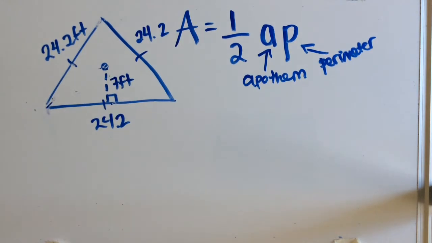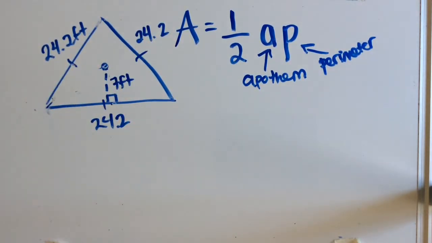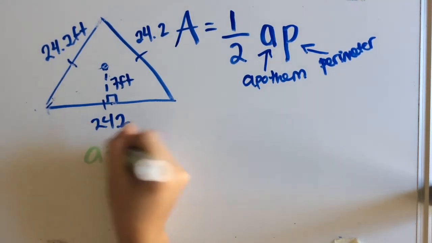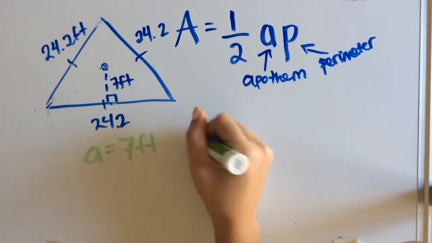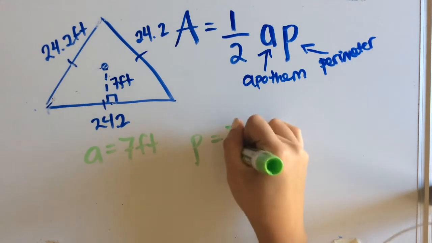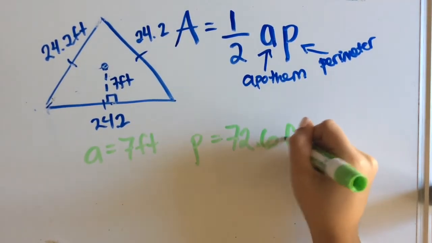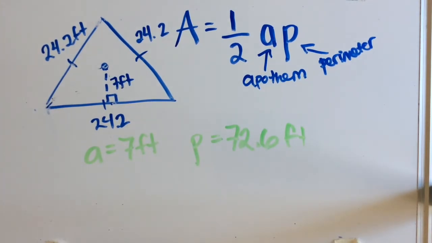So what I can do is I can just take 24.2 and multiply it by 3, or I could just add 24.2 plus 24.2 plus 24.2. It's the same thing. So first, the apothem equals 7 feet. And the perimeter equals, let's try multiplying that. If I multiply 24.2 times 3 in my calculator, I end up getting 72.6 feet. Now I'm going to plug my values into my formula.